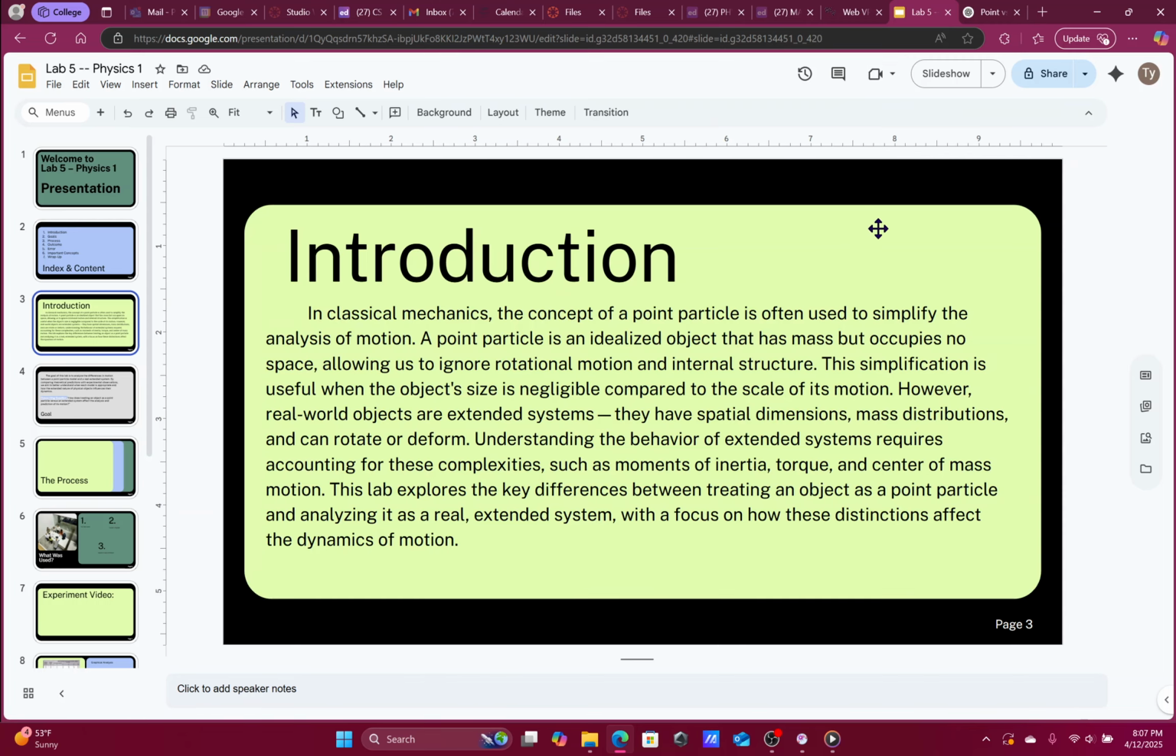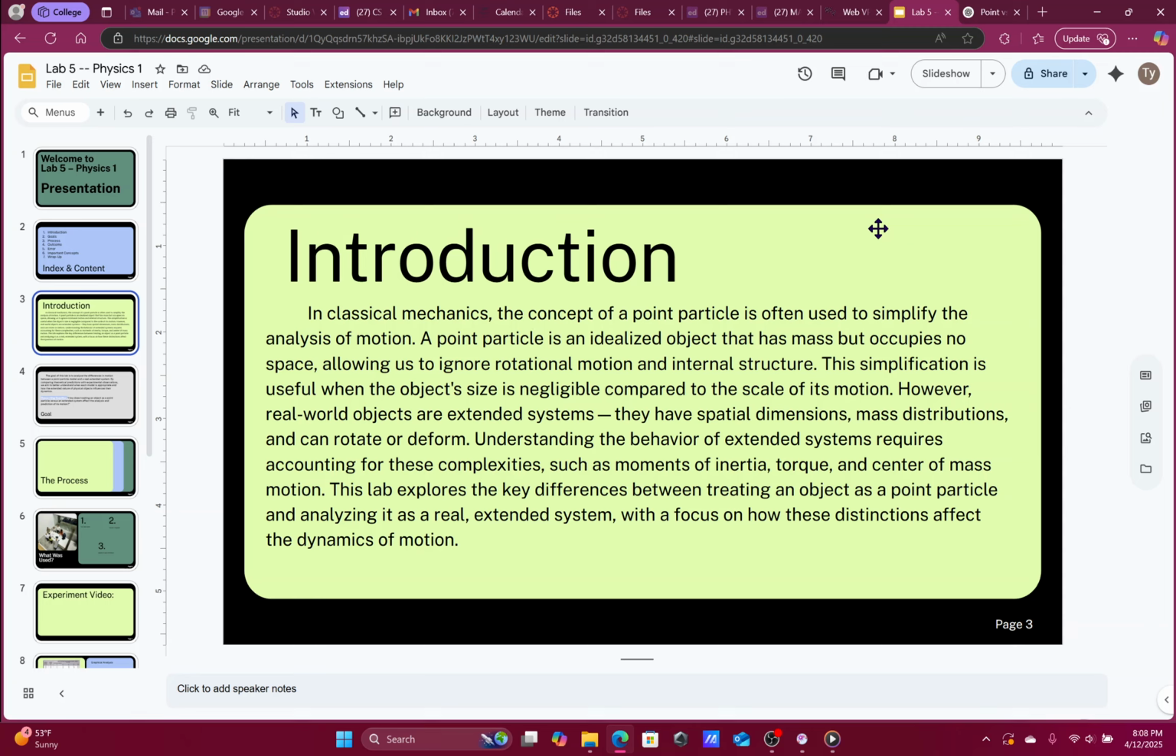First off, for the introduction: in classical mechanics the concept of a point particle is often used to simplify the analysis of motion. A point particle is an idealized object that has mass but occupies no space, allowing us to ignore rotational and internal structure. This simplification is useful when an object's size is negligible compared to the scale of its motion.